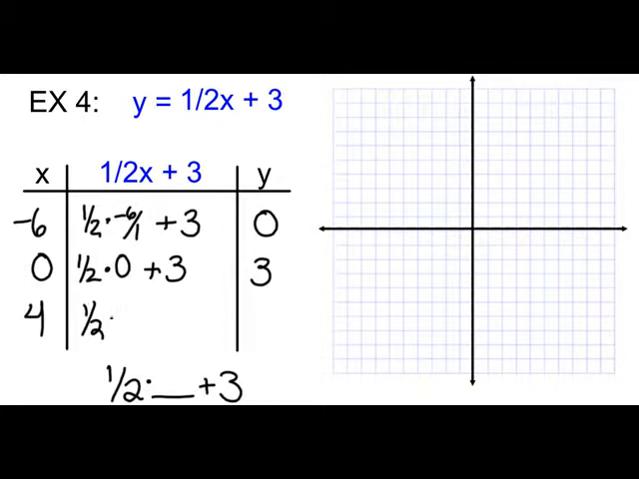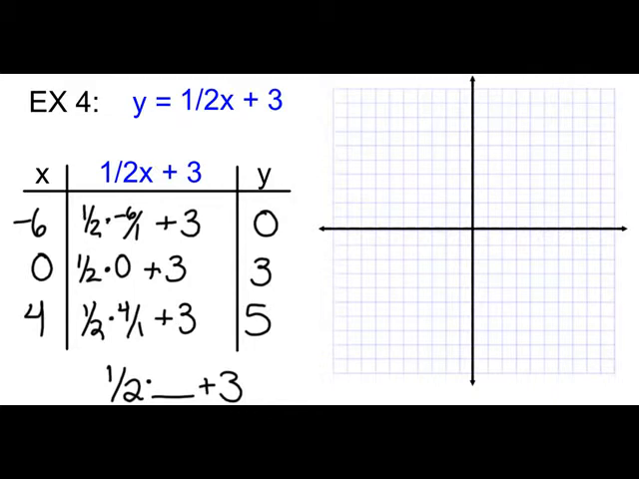One more time. 1/2 times 4. If you need to put it over 1, go ahead and do it and multiply it and simplify. Or you can think of, what is half of 4? Well, that's 2. And then we add 3 to it. 2 plus 3 is 5.